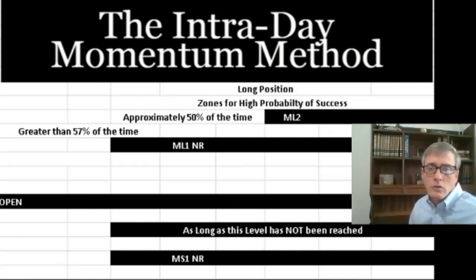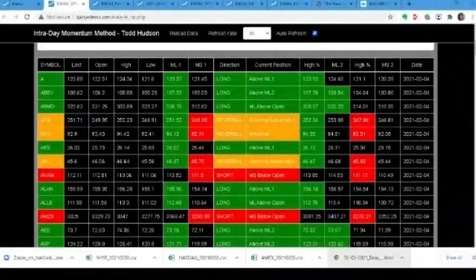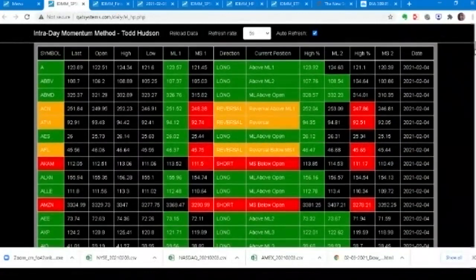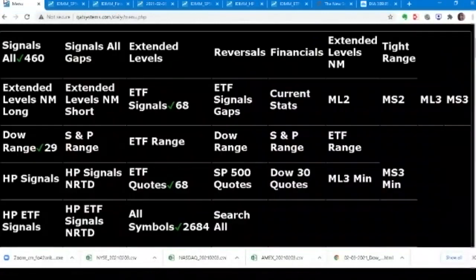And we also have approximately 50% of the time, as long as this calculation is not met, we reach the ML2 50% of the time. This is actually the high probability scenario that I discussed in this web page right here. Basically, this is called extended levels, and the extended levels basically is what percentage. It's a 50% chance or greater that a stock will reach the ML2 by the end of the day historically.